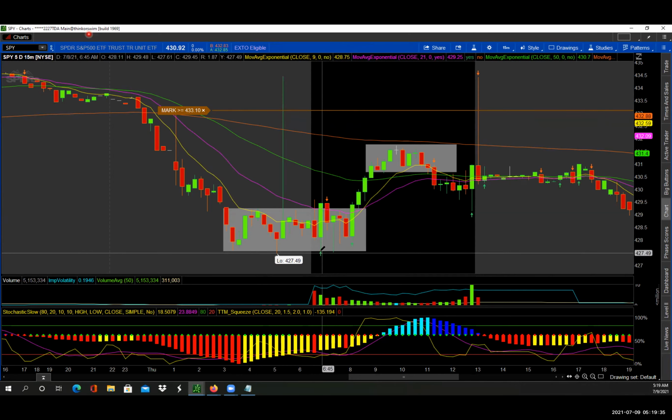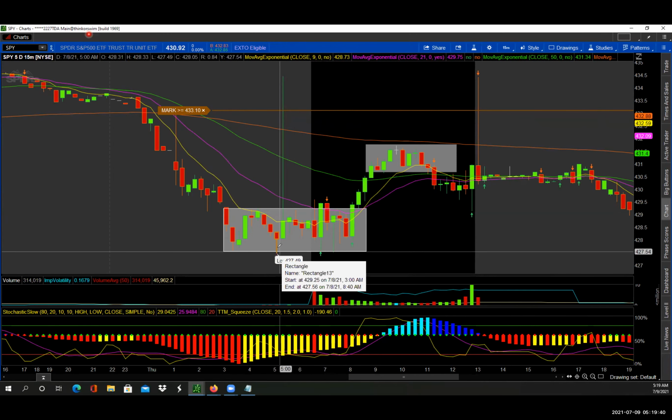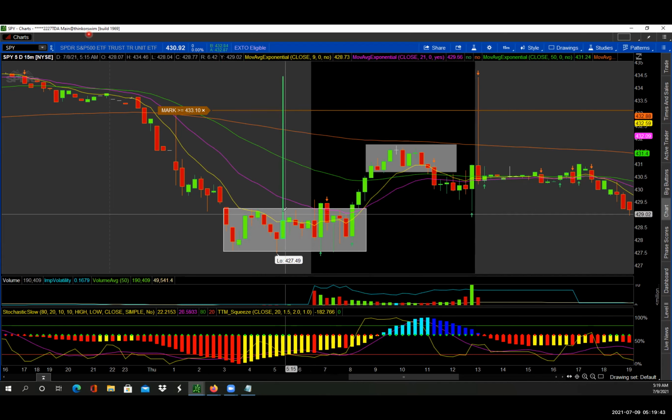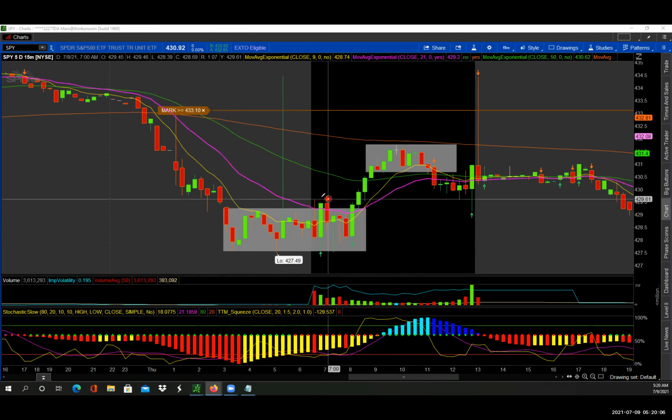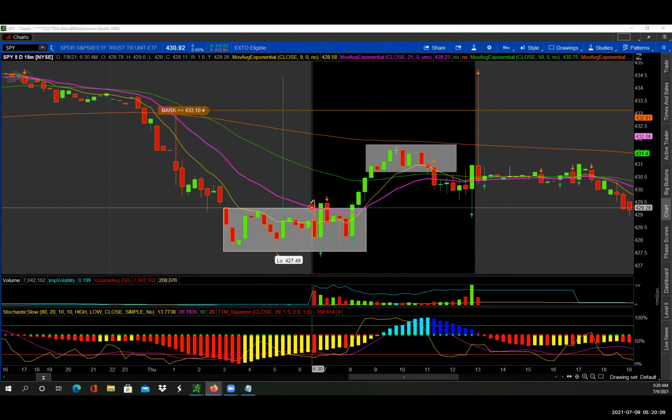So I found that SPY had found support, and it was just bouncing off of the support level at 427.49. And so I just stayed patient. I was just waiting for that breakout. And I believe I alerted this at, let's see, calls over 429.30, which was at the break of this pattern here.